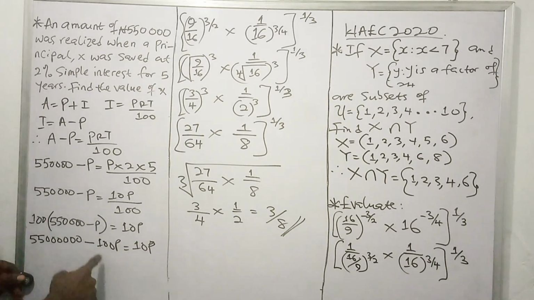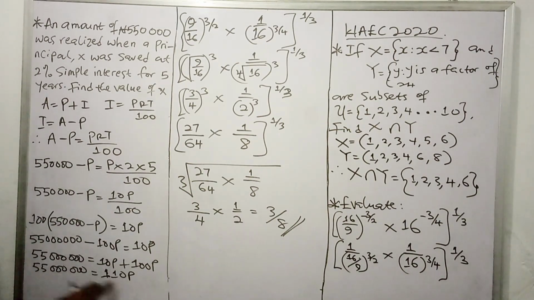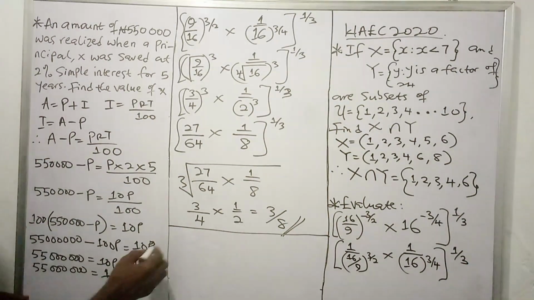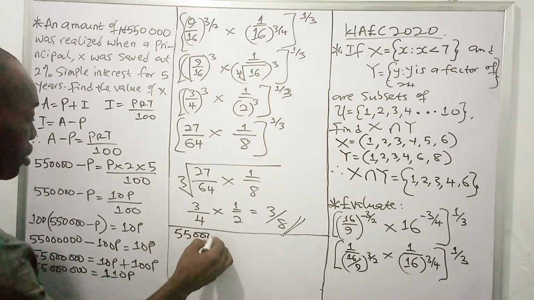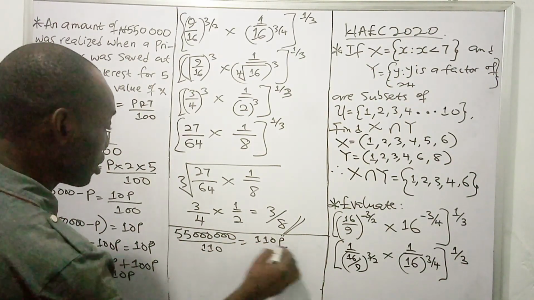Now if we collect like terms, the 100P moved to the right hand side, we have 55 million equals 10P, and when this crosses to this side it becomes positive 100P. So when we add this, we have our 55 million again, and here will give us 110P. Now to get the value of P, we divide both sides of this equation by 110. So we have 55 million over 110, and 110P over 110.